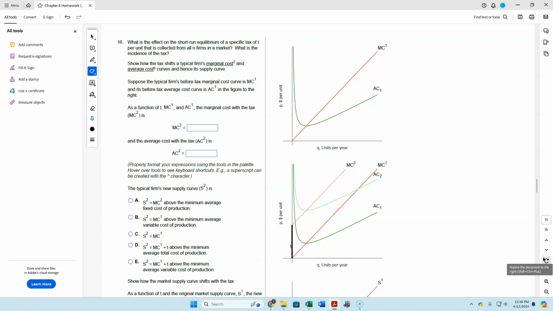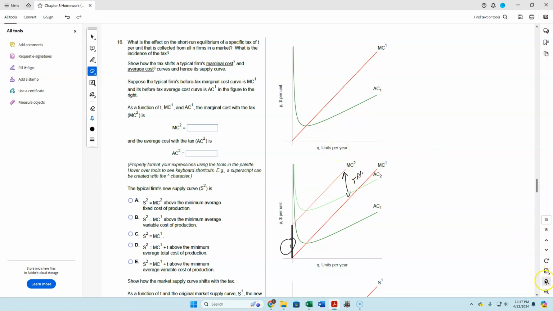So now we're imposing a specific tax per unit on these firms, and we want to look at how that affects their marginal and average cost. What we're going to see is that the marginal cost goes up because of the amount of the tax, and it shifts up the marginal cost by that amount. So the vertical distance between the two is the tax.